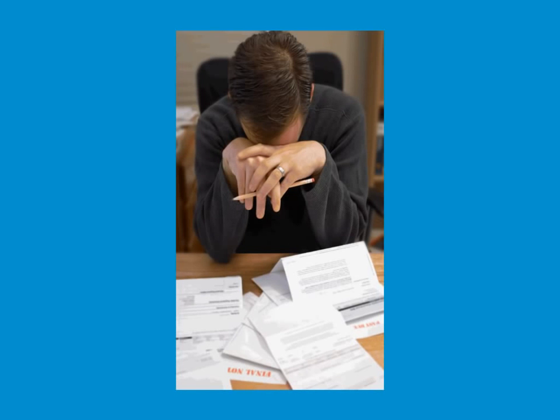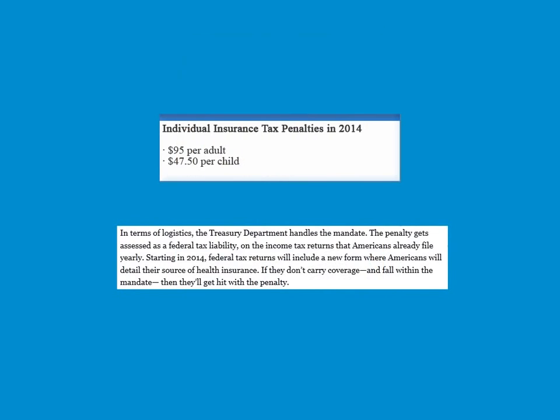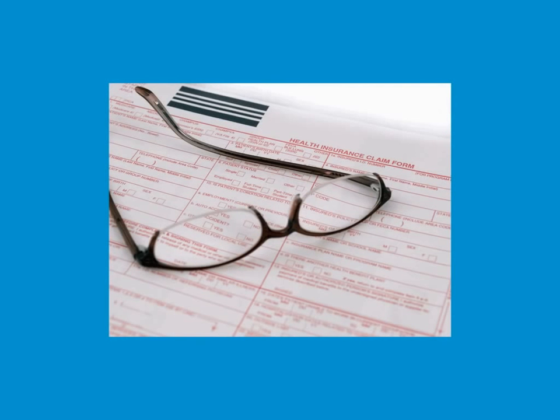And what if you do not have insurance and don't fall into any of the categories listed previously? The penalty for failure to maintain insurance will be only $95 per adult, $47.50 per child starting in 2014, and it will be a tax penalty added to the person's federal tax liability. Again, this is only if you are not exempted and are not already covered. If you have insurance, such as through your employer, and it meets the minimum coverage amount, you will not have to change it.